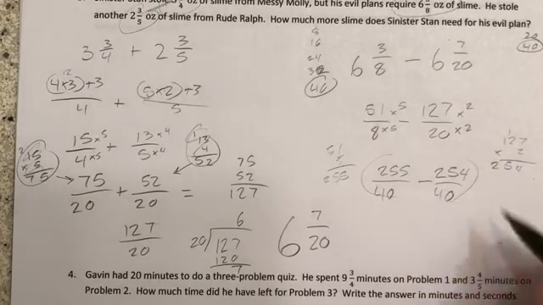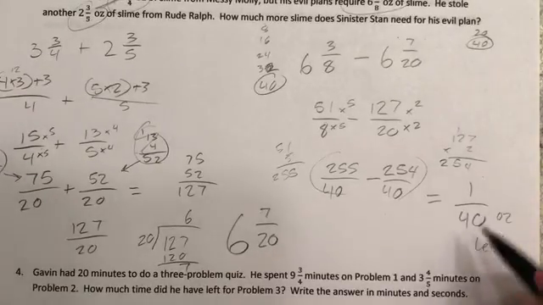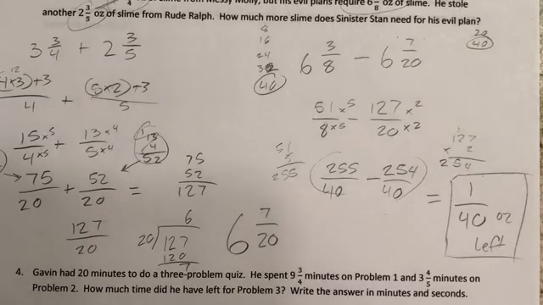255 minus 254 gives us 1/40th of an ounce left. Okay, so again, a lot of random work just to get to 1/40th. I believe that's our answer. If you get something different and you're 100% sure, let me know. We'll figure it out together.